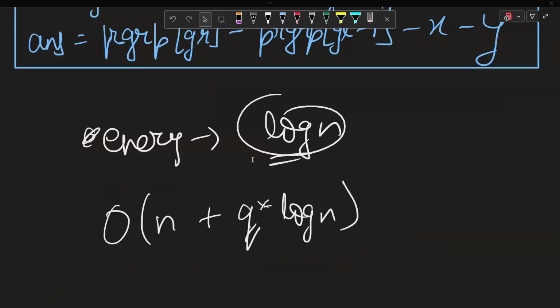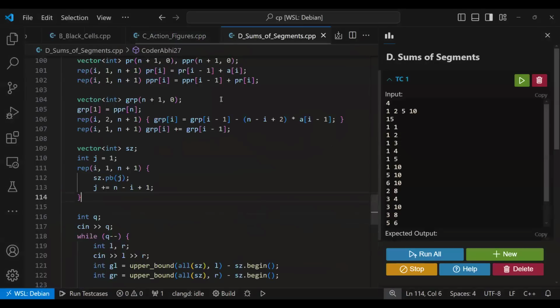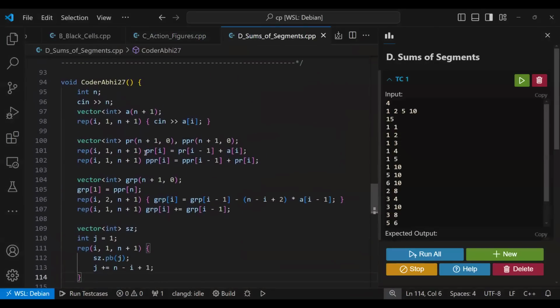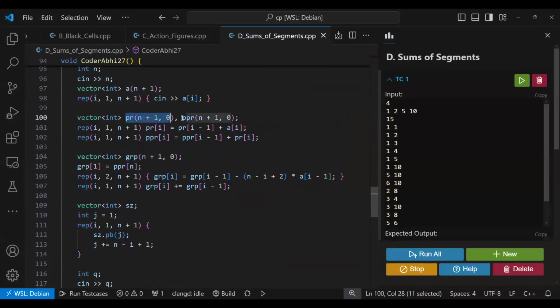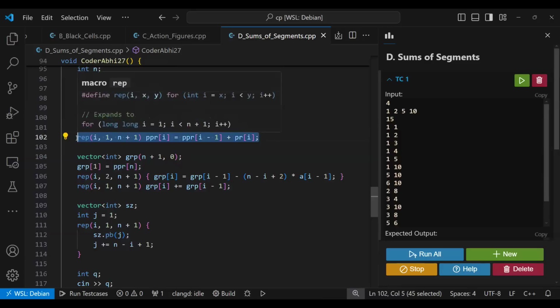So we'll move to the code now. If we look at the code, all the things that we need to compute: first, I've taken the input array A. Then this is my prefix array. This is the prefix sum of the prefix array. So first I will compute my prefix array. Prefix I is prefix I minus 1 plus AI. So this way I computed my prefix array. Then the prefix sum of this prefix array: PPRI is PPRI minus 1 plus PRI.